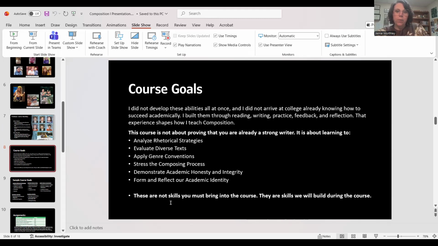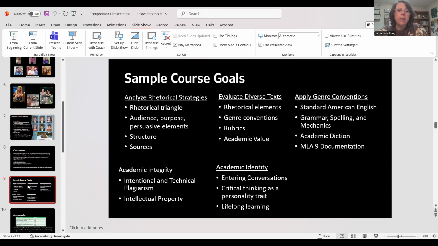So if you're like, I don't know what rhetorical strategies means, what diverse texts are we going to be talking about? That's okay. Don't worry about it. This is just some of the things that we're going to be doing all semester long. Some other course goals by slide 9, some rhetorical strategies, diverse text, some genre conventions. This is what all this means, right? I'm going to go down to academic identity. I like to mostly hone in on entering into conversations going on around us, critical thinking as a personality trait, and that lifelong learning, right? We want that lifelong learning.